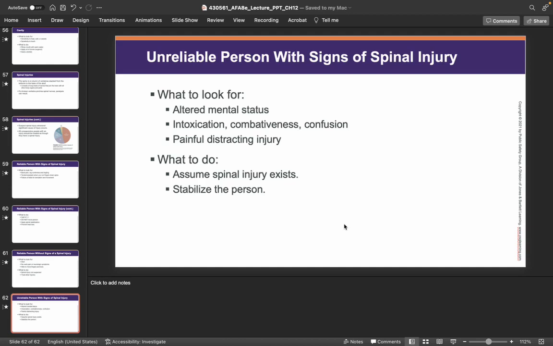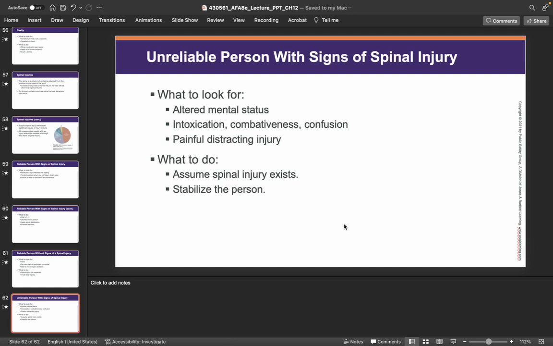So, last but not least, people who are unresponsive. Okay. Of course, if they're unresponsive, if they're knocked out, they're knocked out. But if they're not completely knocked out, but they're just not with it, that's a big sign for a spinal injury. We may also watch out for intoxication. Maybe it's not a spinal injury. Maybe they're intoxicated. Okay. They may be combative or confused. Or the injury can also be really distracting.